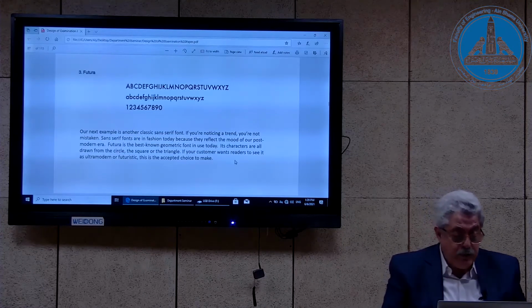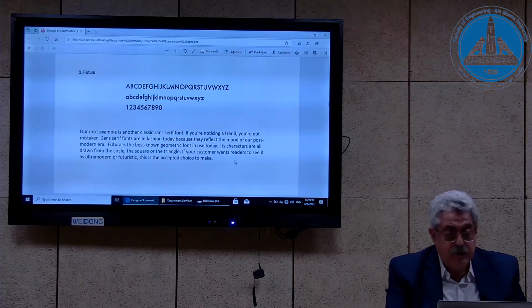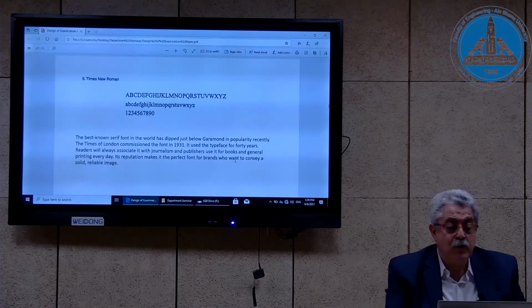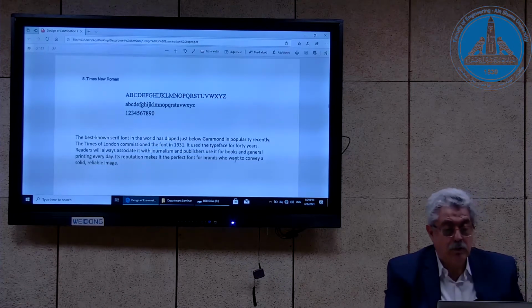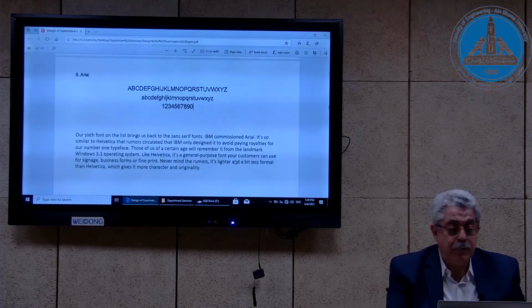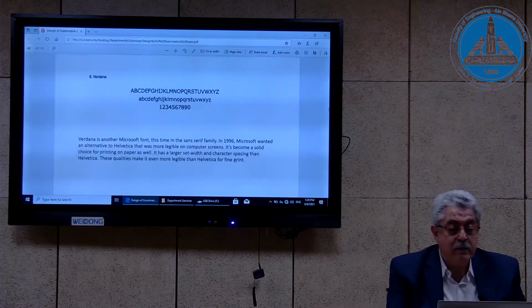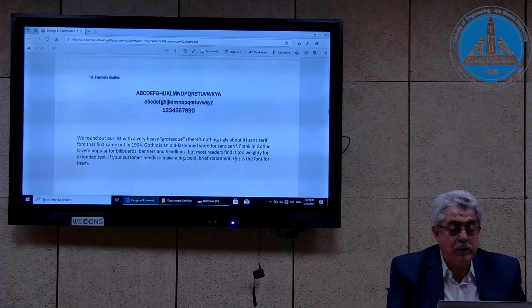I will stop reading the definitions, and I will go faster to cover the remaining 7 fonts. This is Garamond. This is Times New Roman. This is a serif font, which is the best known serif font in the world, though it has dipped just below Garamond in popularity recently. This is Arial. This is Cambria. This is Verdana. And this is Rockwell. The last one is Franklin Gothic.